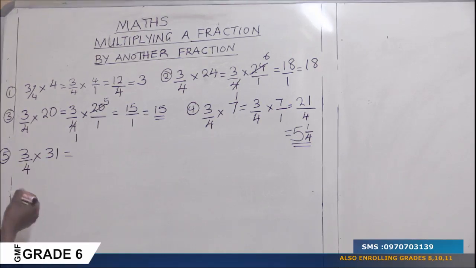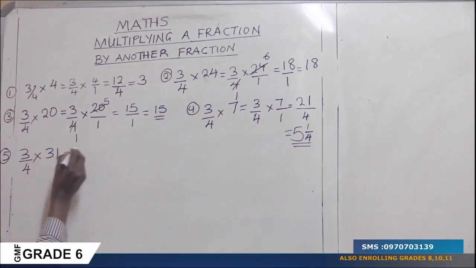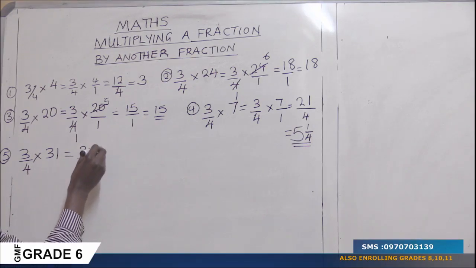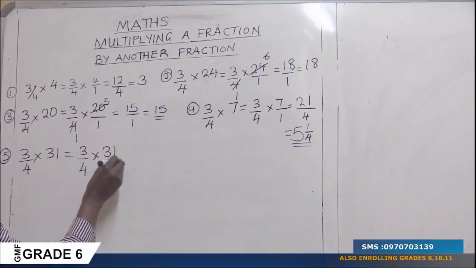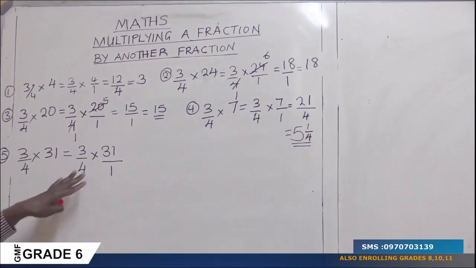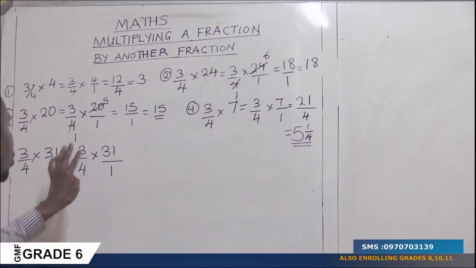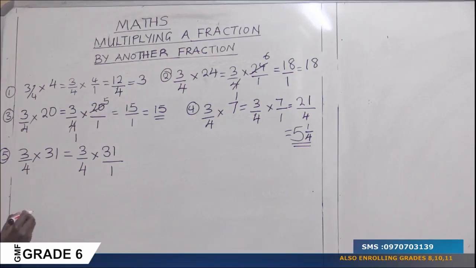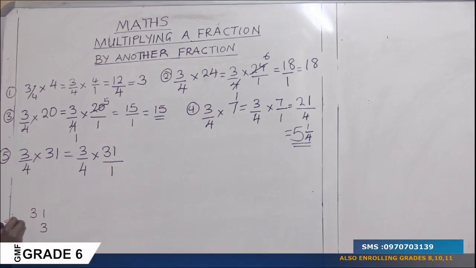Okay, so boys and girls, let's multiply together. There is 3 over 4 times 31 over 1. What is 31 times 3? We can find the answer together, boys and girls. So you can say 31 times 3 there.